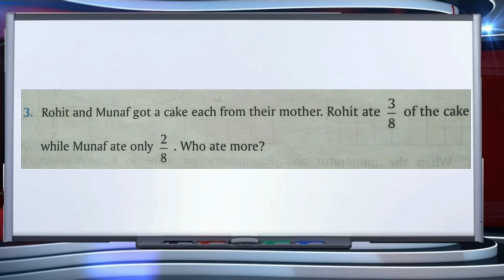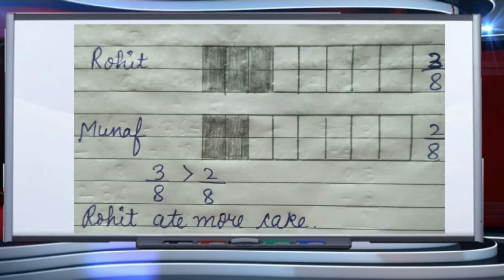So we will draw a cake in the form of rectangle where both the cakes are having 8 parts, and we will color or shade 3 parts in case of Rohit and 2 parts in case of Munaf. It is clear from the picture that Rohit ate more cake as compared to Munaf.